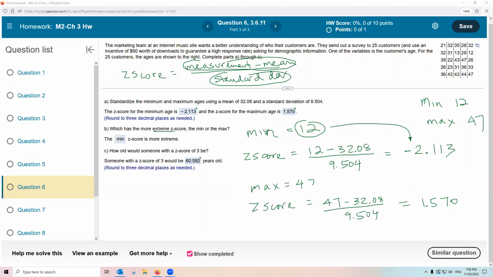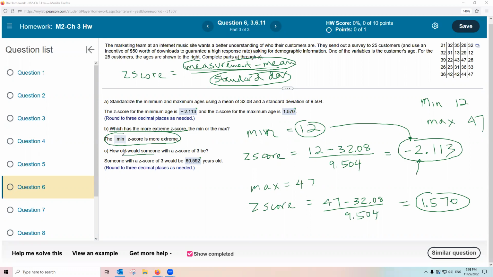Which has the more extreme z-score, the min or the max? Well, the min is more than 2 standard deviations away. The max is only 1.57 standard deviations away from the mean. So the min is more extreme in that this is over 2 standard deviations away from the mean. So the min here is more extreme.